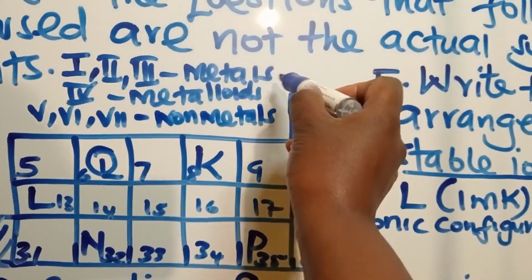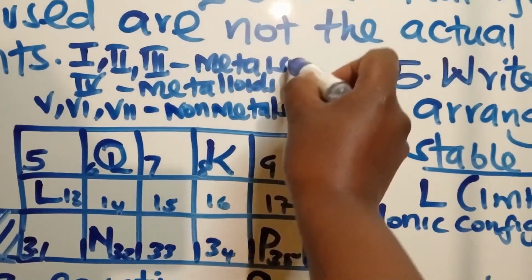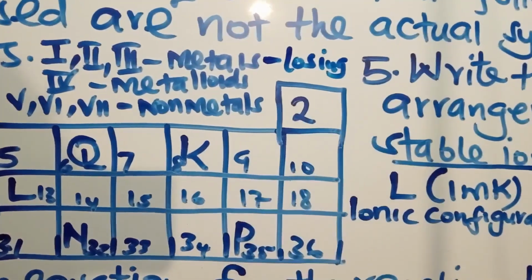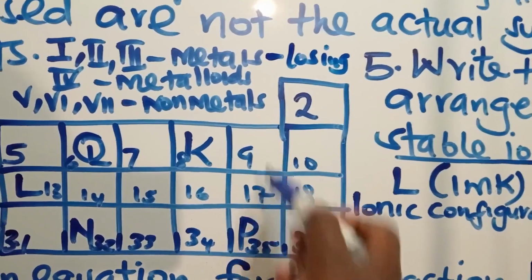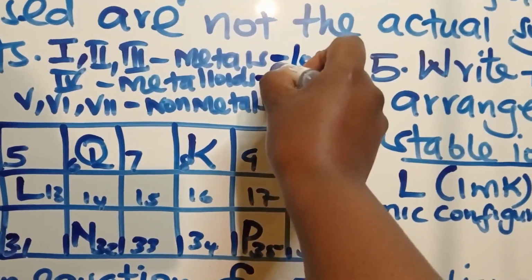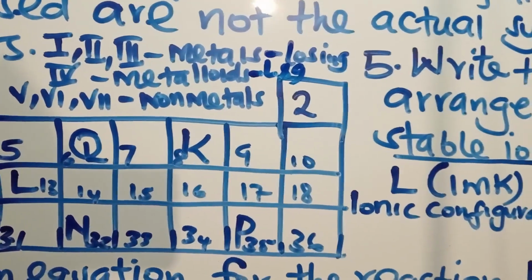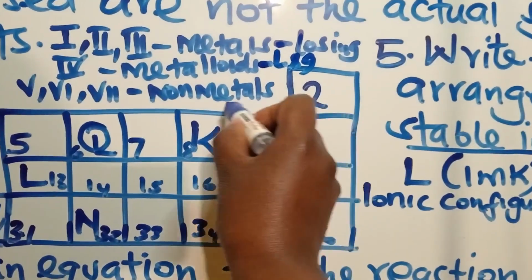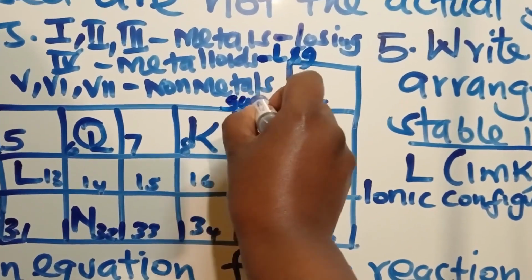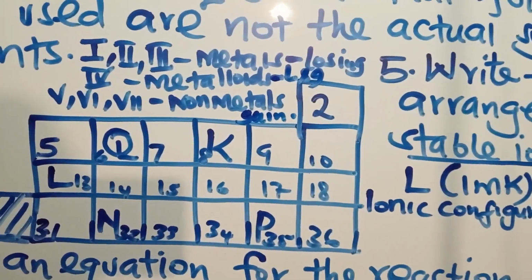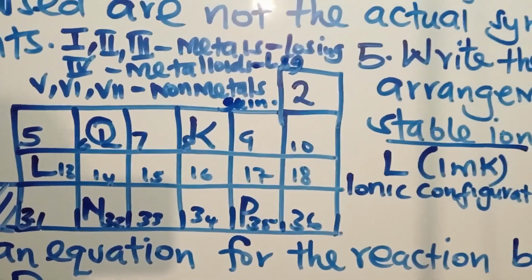Then from there you say that whenever you have metals, they react by losing electrons from the outermost energy level. Whenever you have metalloids, they can lose and they can also gain, now that they are in between. For the nonmetals, they react by gaining. So once you know that backup information as well, you are able to continue with the question.